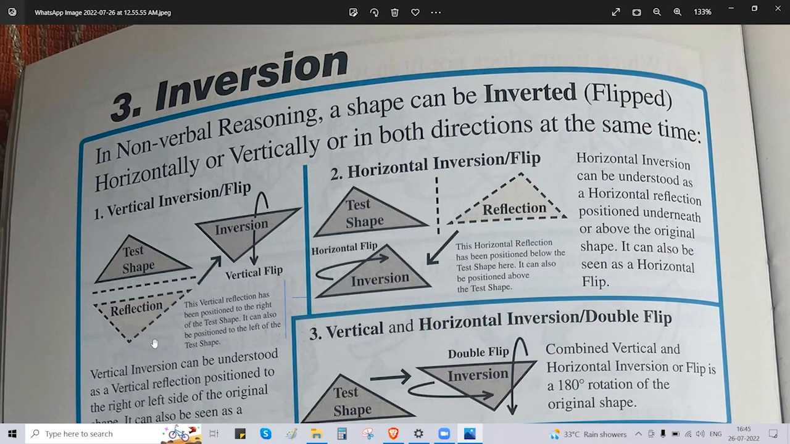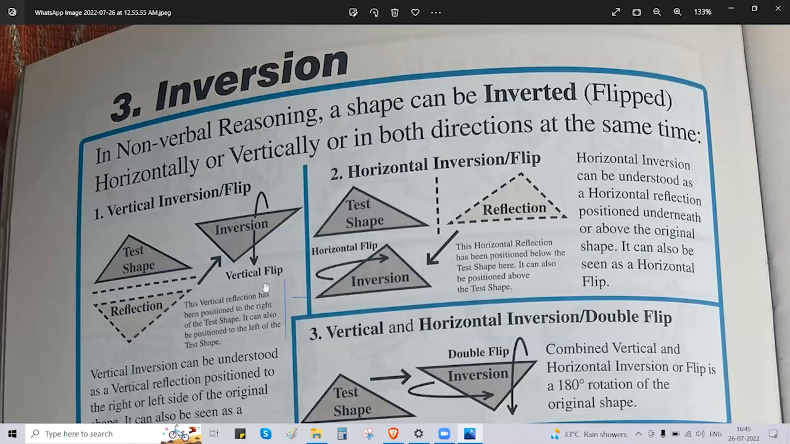Because it's going down, and when you're flipping a shape with a vertical flip, it could either go up or downwards. Exactly, that is right. And here is the test shape, and here is the inversion. So to find out if it's horizontal inversion or vertical, how can we find it out?